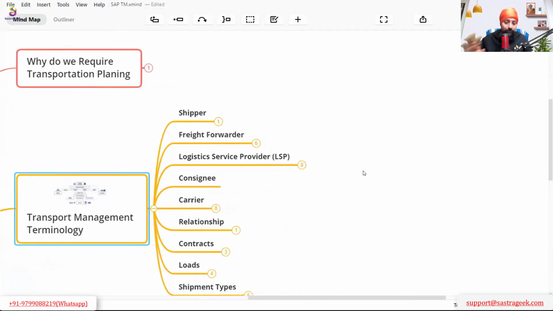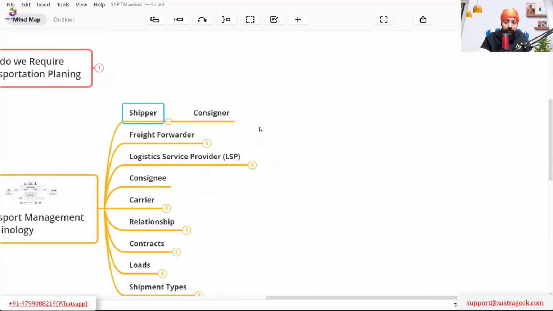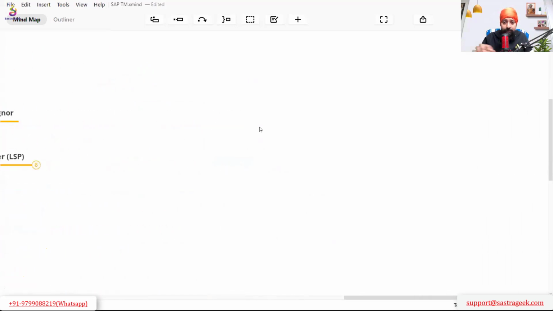The first one is the shipper, okay? Shipper is also called a consignor. Can anyone tell me who is a shipper? Can anyone tell me on the chat window who would be a shipper? Can I say I am manufacturing it, or I'm using it, a shipper or consignor?